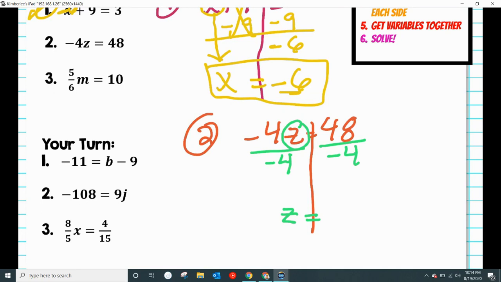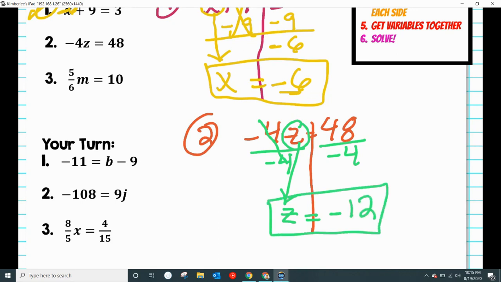Okay, so what is any number divided by itself? Negative 4 divided by negative 4 becomes 1. So really all I'm left with now is a big 1z. That's what I want. See, down here, I just want 1z by itself. Okay, let's figure out what the other side equals. 48 divided by negative 4. Well, a positive divided by a negative is a negative, and 48 divided by 4 is 12. So z equals negative 12. We've just solved that equation in one step.